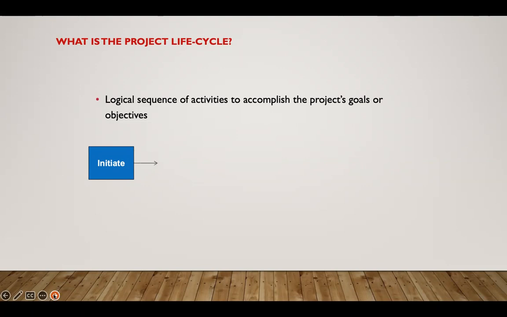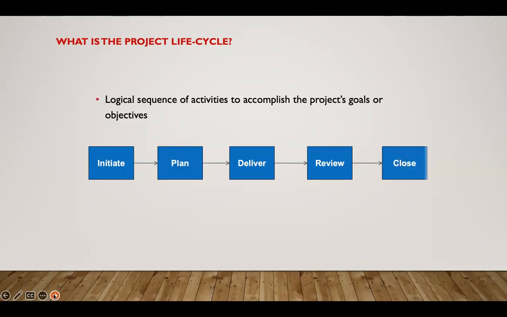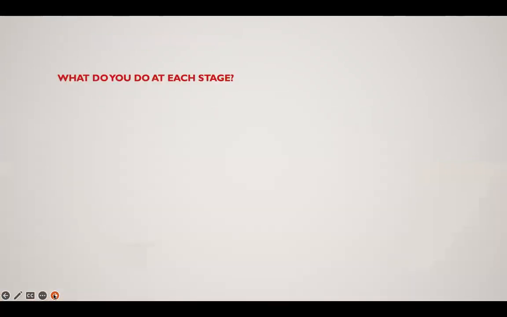Then the next stage is the planning stage. All these stages will be explained further in the next slide, so you will see what you do at each stage. During the initiation, like I said, you define the scope. So what's the scope of the job that we're going to do? What is in scope? What is not in scope?